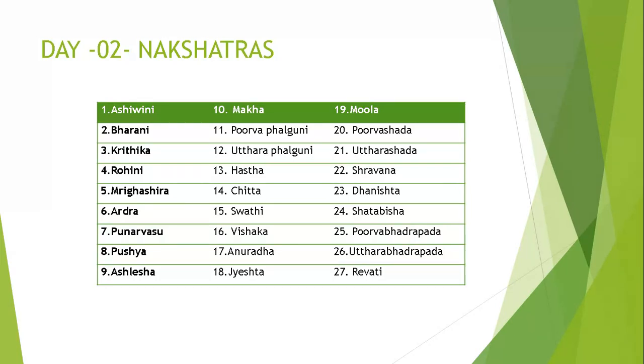Basically, there are 27 nakshatras. There is also mention of Abhijit nakshatra, which makes it 28. But as of now, if you remember this 27, that is more than sufficient. In higher classes, we'll see regarding this Abhijit Muhurta or Abhijit Nakshatra, how they are different and how they are useful. All those things we'll see there.